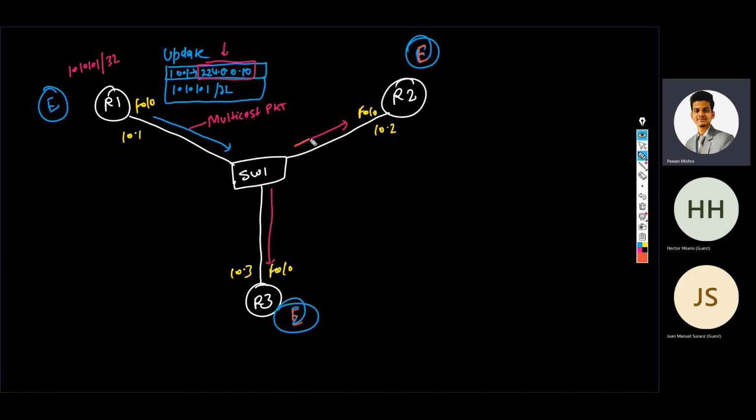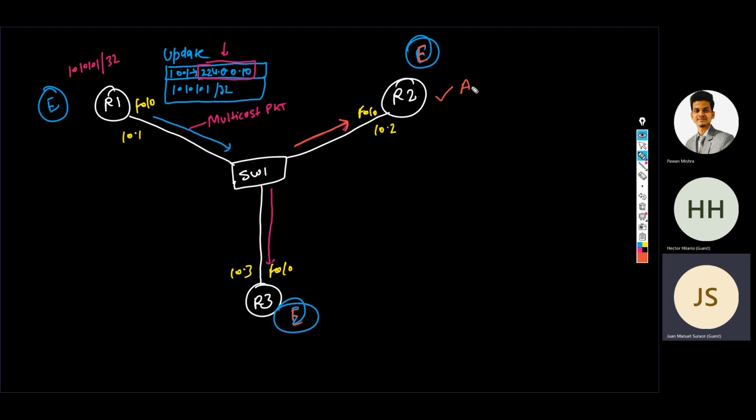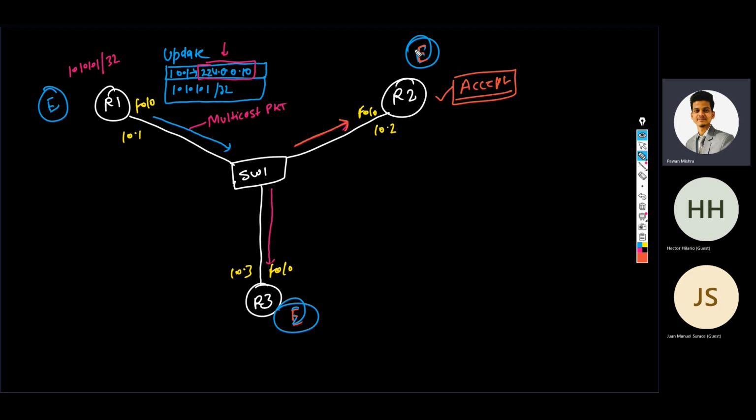And right now this R2 will receive this update. So my question is, will this R2 router accept the update or not? Yes, obviously it will accept. Why? Because this update comes from EIGRP, and I also enabled the EIGRP on my router. So this R2 will accept the update, right? If it is not enabled, then it won't accept. Exactly. So right now this R2 router will accept this update, right?